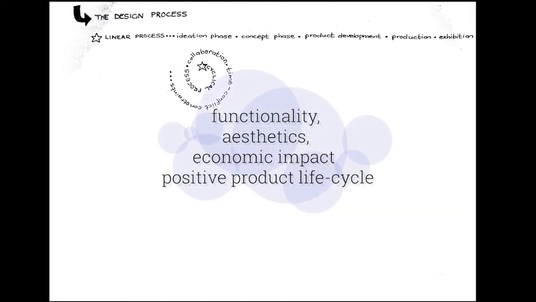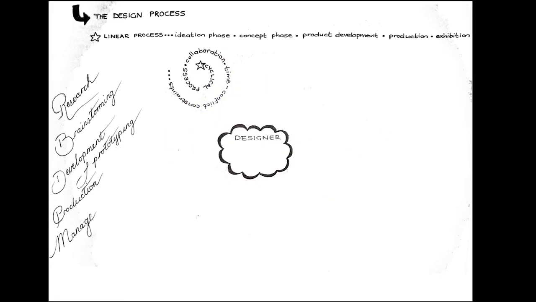There are, however, constraints to the cyclical process. For example, time constraints when other designers take longer on their process than you, or conflict when all designers in the process don't agree on everything. You need to understand that the design process is what guides designers to design products that are focused on functionality, aesthetics, economic impact, and a positive product life cycle.